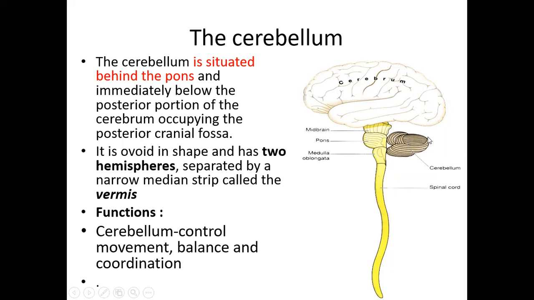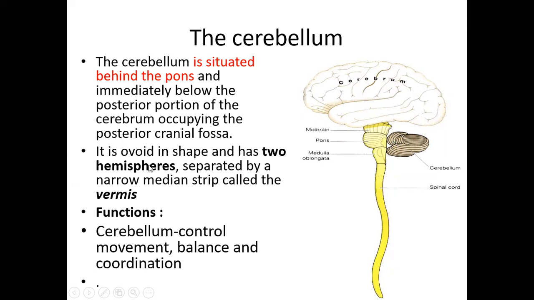So within the cranial cavity in the skull, there will be three parts: anterior cranial fossa, middle cranial fossa, and posterior cranial fossa. The anterior cranial fossa will be occupied by the frontal lobe, the middle part will be occupied by the temporal lobe, and the posterior cranial fossa will be occupied especially by the occipital lobe as well as the cerebellum.